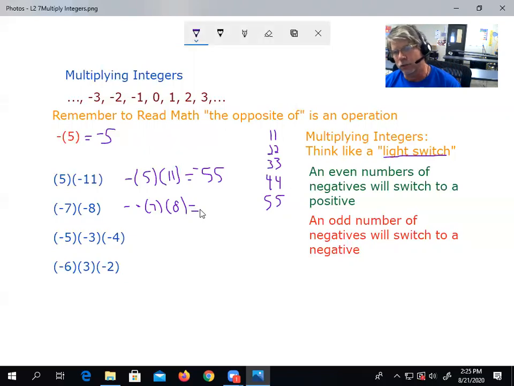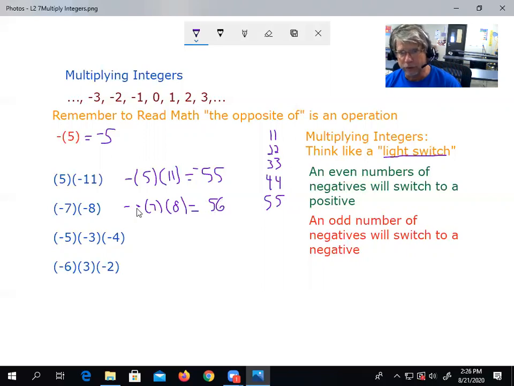So you can either use your tic-tac-toe board for your 7s or your trick for your 8s. And we would end up with this 56. And then we've got to take the opposite twice. So the opposite of a positive is a negative, but then the opposite of a negative switches back to a positive. So again, one negative is going to flip it to a negative. The second negative is going to flip it back to a positive. So the answer is actually a positive 56.